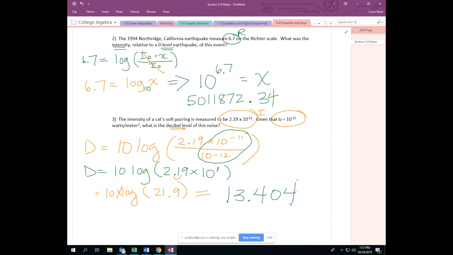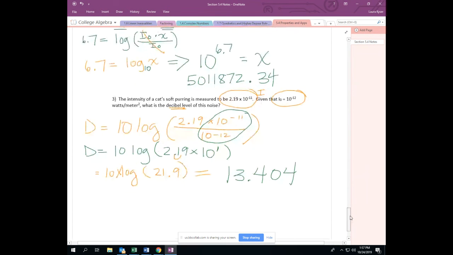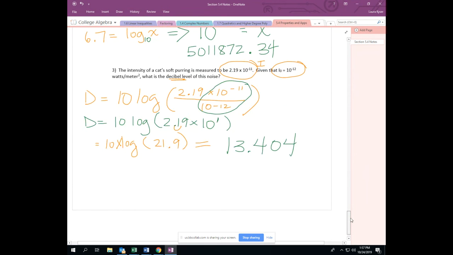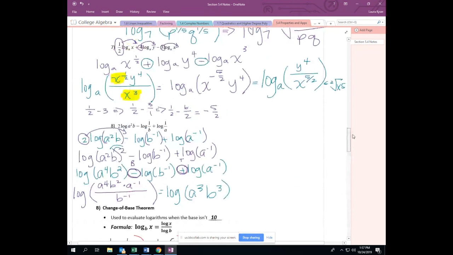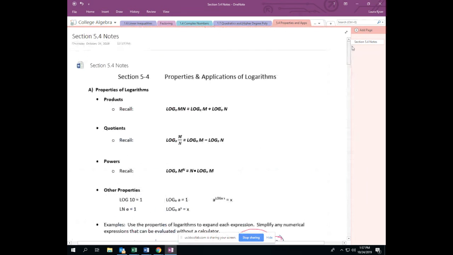So these are just a couple applications of the different log equations. And then all of these log properties, which we're going to see again, some of them at least in section 5.5. So they will be helpful in the future for condensing so that we can actually solve.